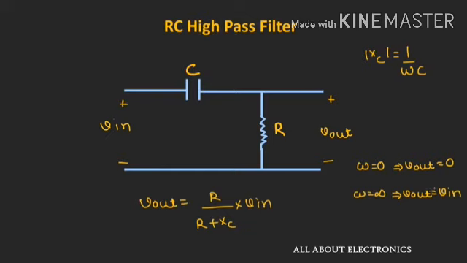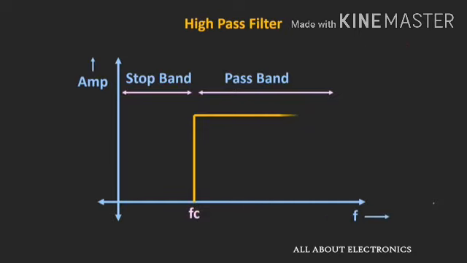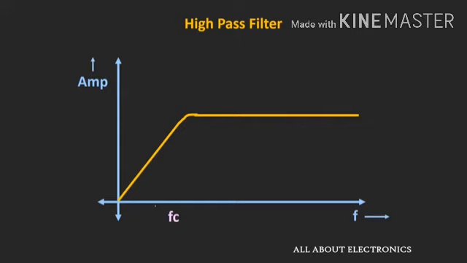As you can see, at low frequency the output will be approximately equal to 0, and as the frequency increases the output will also increase, and at high frequencies the output will be approximately equal to the input value. Earlier we had seen the frequency response of an ideal high pass filter, but if we see the frequency response of an actual high pass filter, it will look like this.